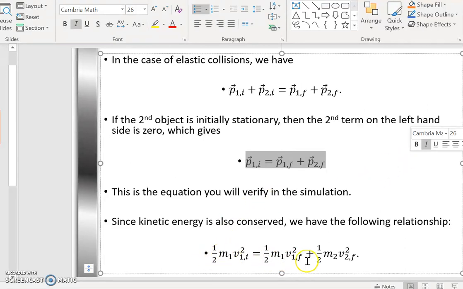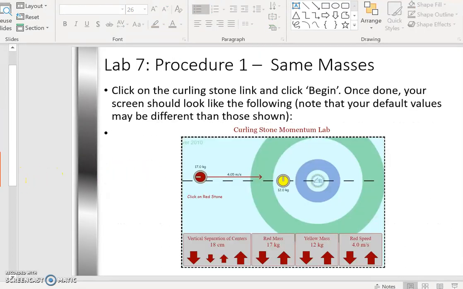Don't worry about the kinetic energy equation. This is more or less there as a tool to distinguish between the two types of collisions, but in our case we're only going to consider one type of collision, so this is not really a necessary component to look at here. So let's actually dig into the procedure.